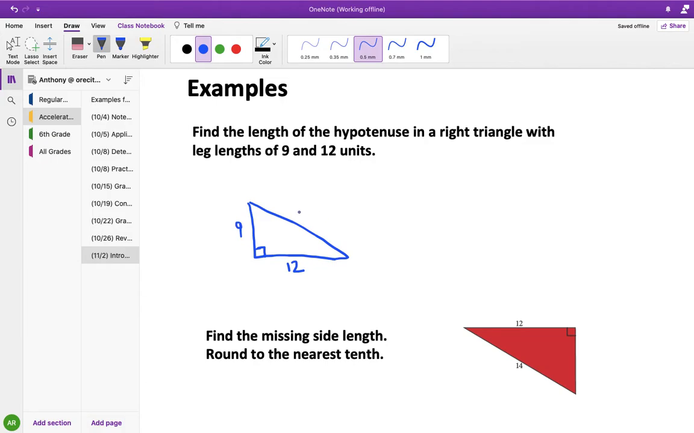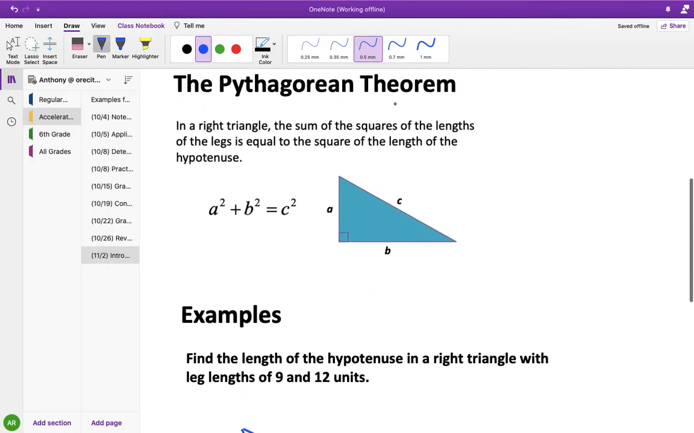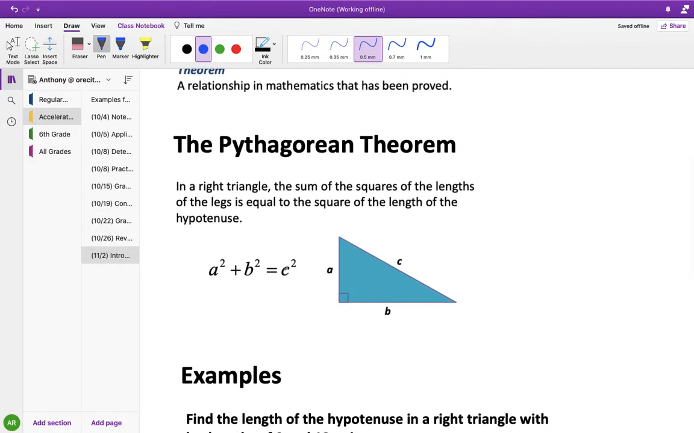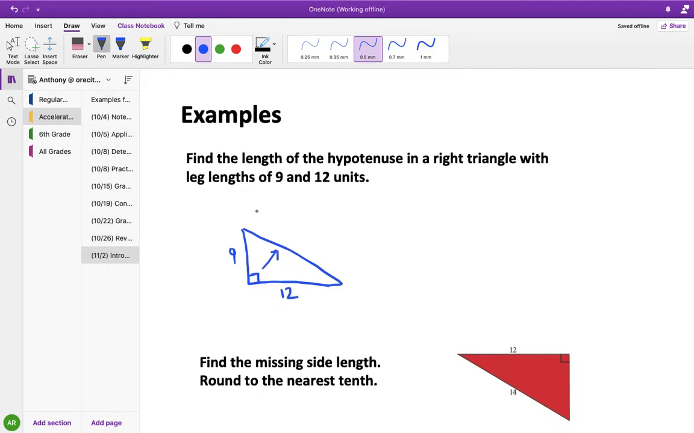It doesn't really matter. And then my hypotenuse is always going to be opposite of the right angle. So I'm going to go ahead and put my hypotenuse here. You'll notice that the hypotenuse up above, when we looked at that, was represented by the letter C. Also in the Pythagorean theorem, the hypotenuse is represented by the letter C. So I'm just going to put C in here. All right, now to set this up, 9 squared plus 12 squared equals C squared. So you notice the hypotenuse is opposite of the two legs.